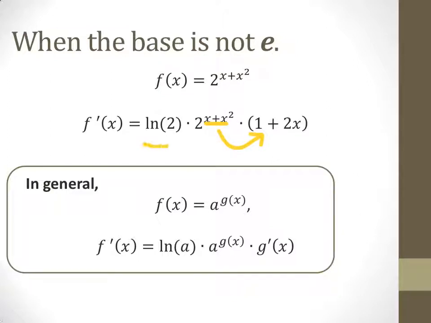So you take the natural log of the base, keep the function the way it is, chain rule out the derivative. In general, when you have the base as a number and a function of x in the exponent, then it's the natural log of the base, keep the function the way it is, chain rule out the derivative of that exponent.